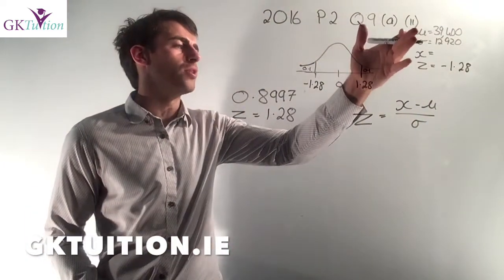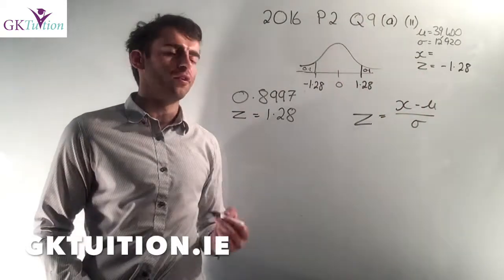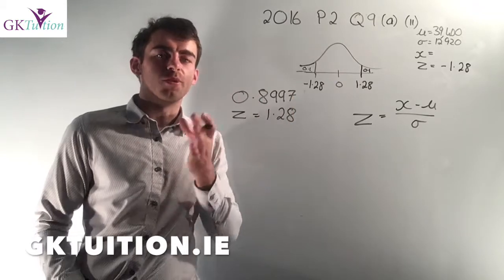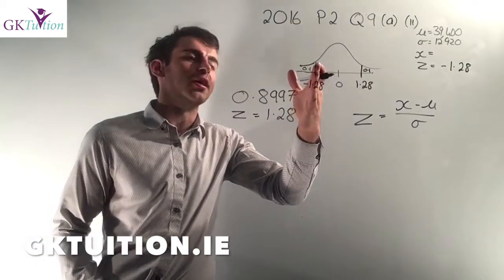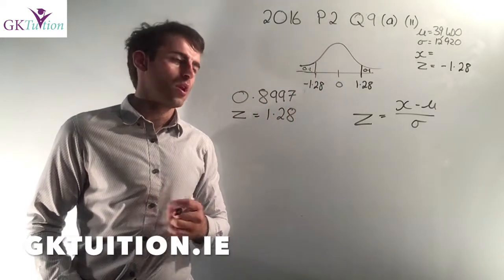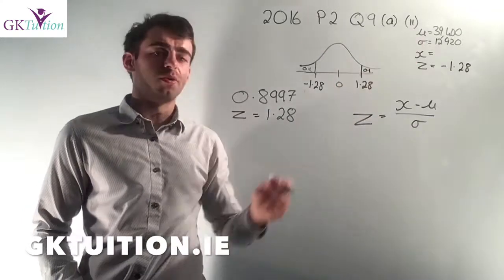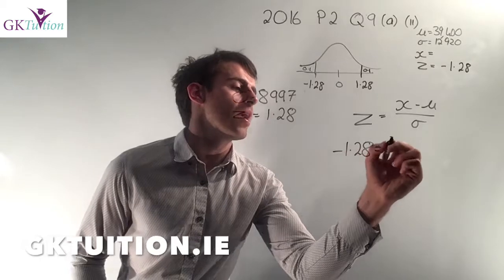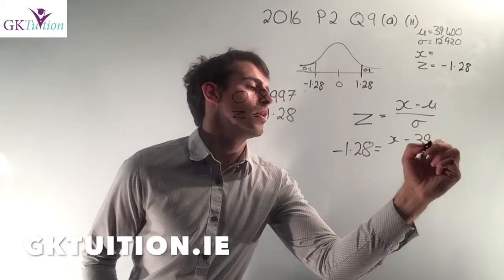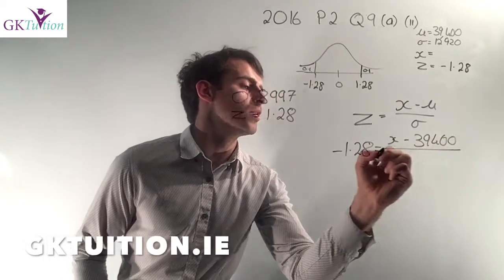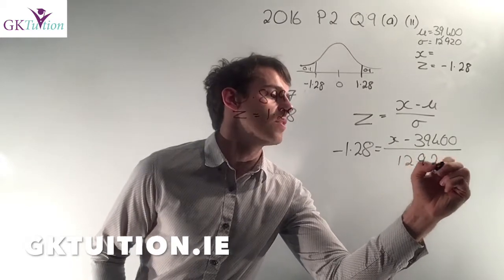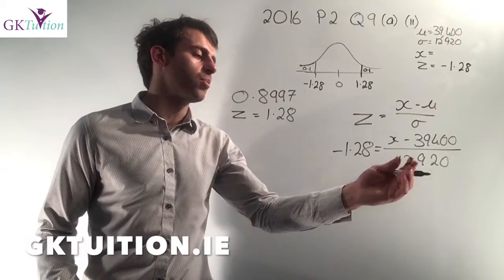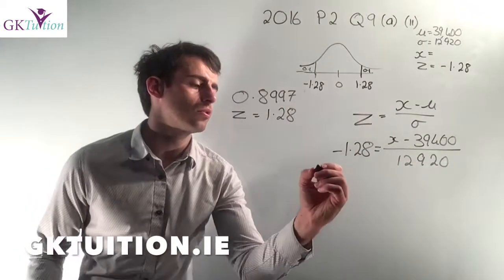I clearly know 3 of them, which means I'll be able to find the other one. X, of course, in this case, being the amount of income you earn in order to be in the lowest 10%. So now all we need to do is sub in our values. So my Z in this case is minus 1.28, my X is unknown, my mu is 39,400, and my standard deviation is 12,920. So the easiest thing to do here is to multiply both sides by 12,920.